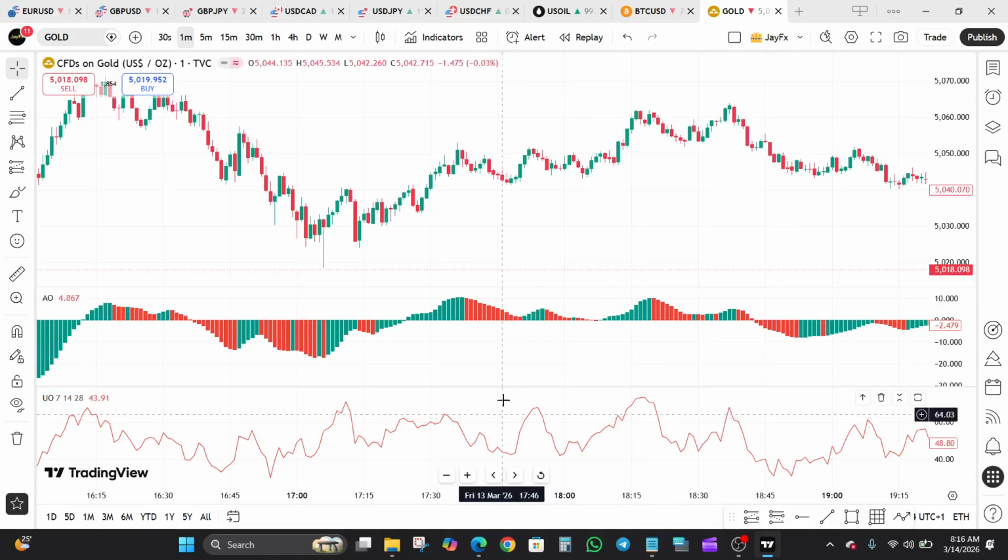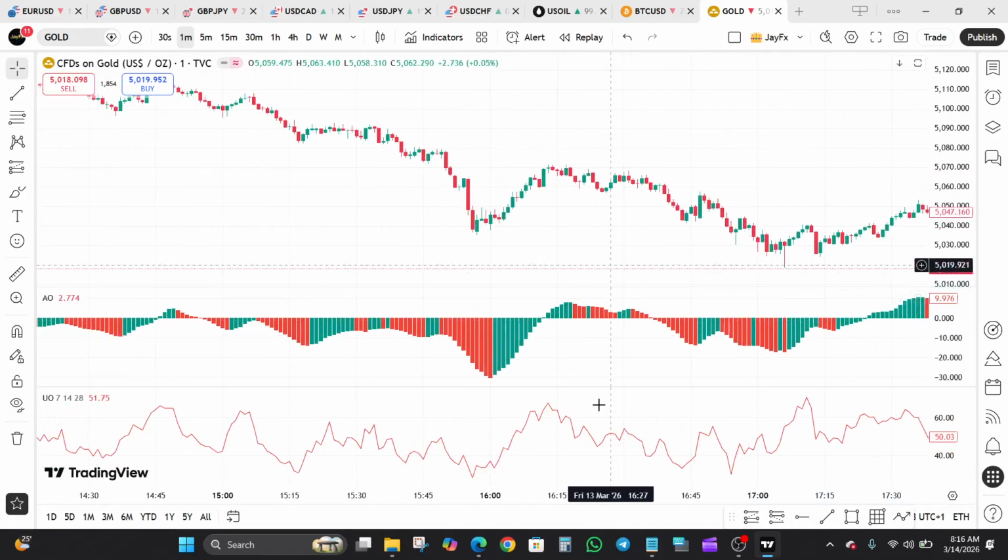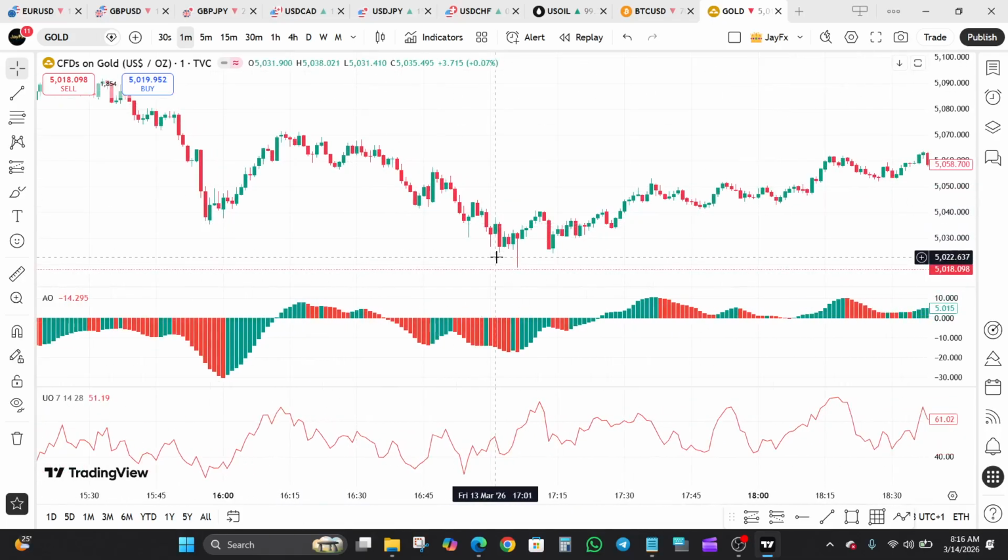So the main difference between these two indicators is that the Awesome Oscillator focuses on short-term momentum changes, while the Ultimate Oscillator attempts to provide a more balanced momentum reading across multiple time frames. Both indicators aim to help traders analyze momentum and identify potential shifts in market direction.